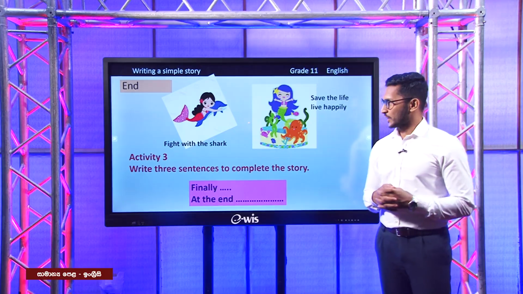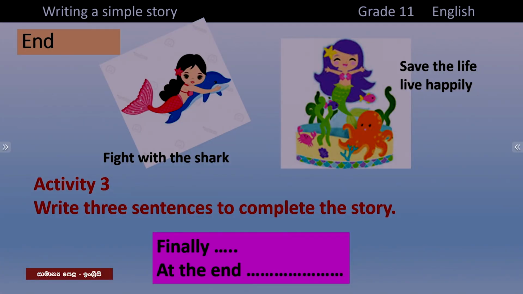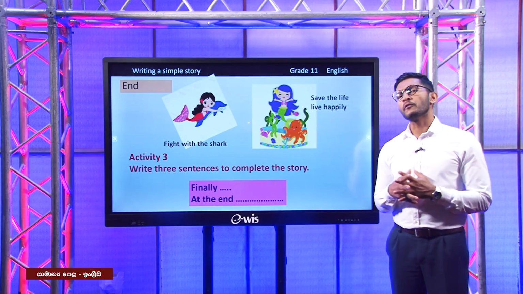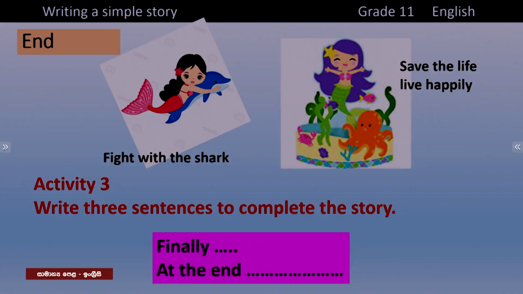Now, look at the pictures. Now, can you remember the sentence we stopped at in the previous slide? The octopus cried for help. So, when we have a problem, when we cry for help, who usually comes for our help? Of course, that is our friends. Now, here, who is the friend of the octopus? Yes, that is the mermaid. Now, you can see the mermaid is coming for the help of the octopus. And in the next picture, you can see they are happy. So, read the phrases there, save the life, live happily.